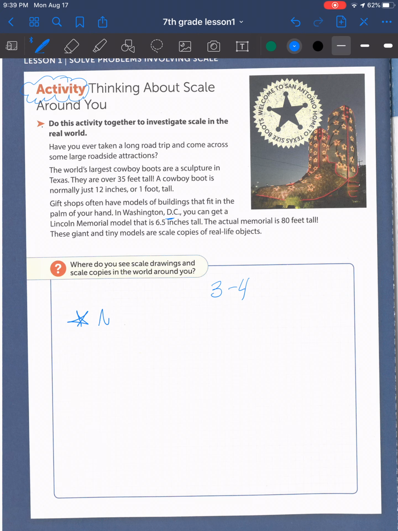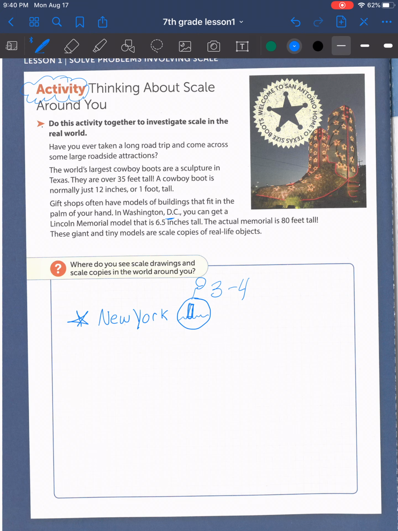I went to New York, and I went into the Empire State Building. They have a little gift shop, and inside the gift shop, you could buy a keychain that had a miniature building floating in water. It was kind of weird, you know. But that building was to scale of the actual building.